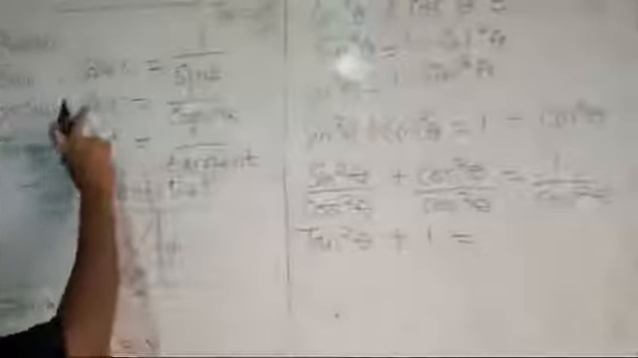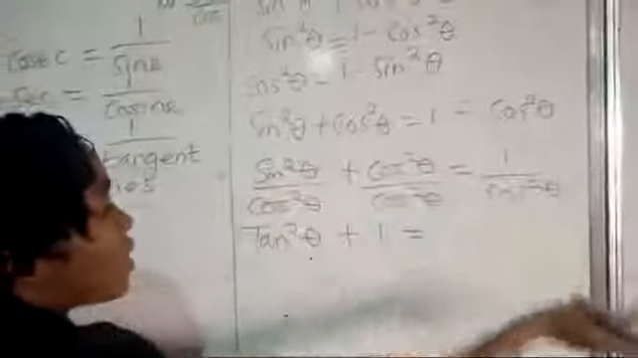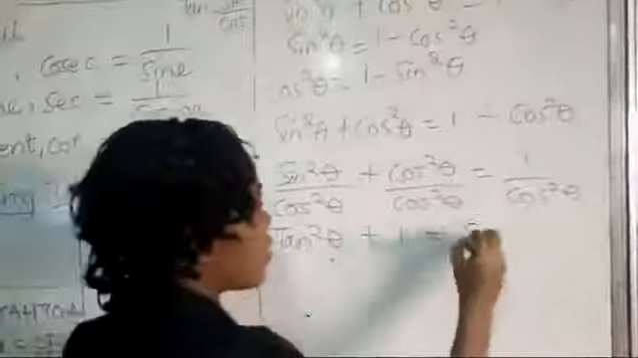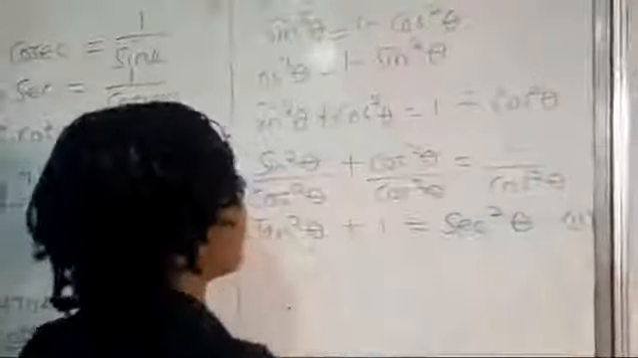Again, we know that cosec is 1 over sine and sec is 1 over cos. And what do we have here? 1 over cos squared theta. Since sec is 1 over cosine, you just write the square. So this is sec squared theta. So this is our second identity.